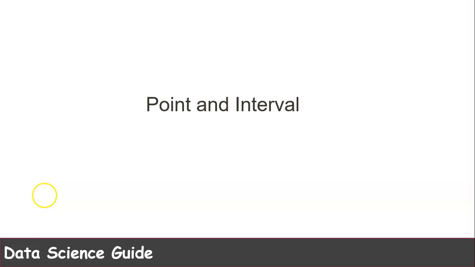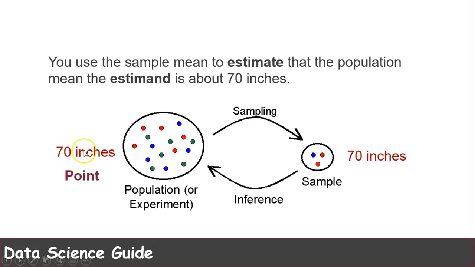Welcome back, everyone. We have two types of estimates. First one is point, and the second one is interval. Based on the previous example that we took, we inferred the average height in that community is 70 inches. And this is a point. We said equal 70. We didn't put it in an interval.